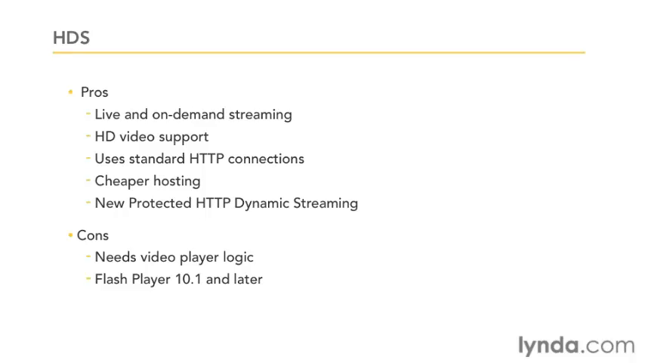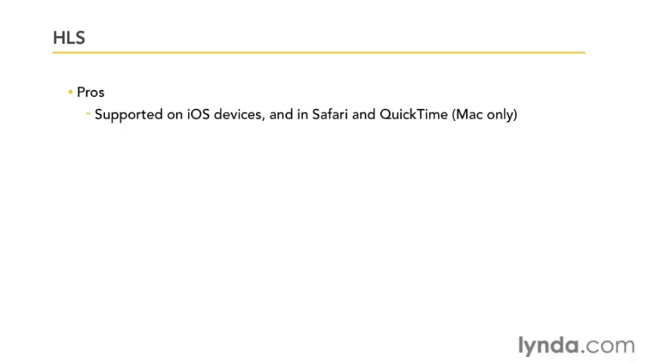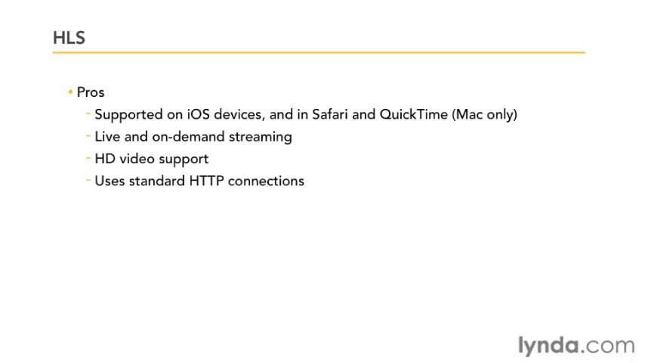Then there's HTTP Live Streaming. HLS is not supported in Flash, only on iOS devices, and Safari and QuickTime on the Mac. It has the same benefits as HDS. It supports high-quality live and on-demand streaming, and is hosted and delivered over standard HTTP connections. To stream live and on-demand video to iOS devices, you'll want to use HLS. And FMS can package HLS streams alongside HDS streams, so it's not an either-or situation. You can use both side by side.